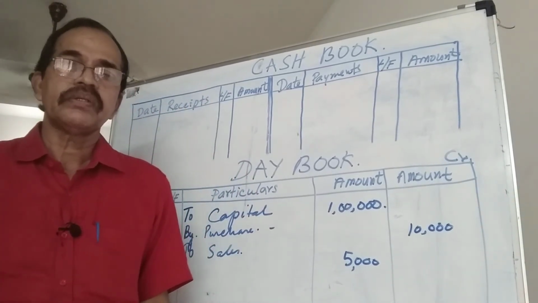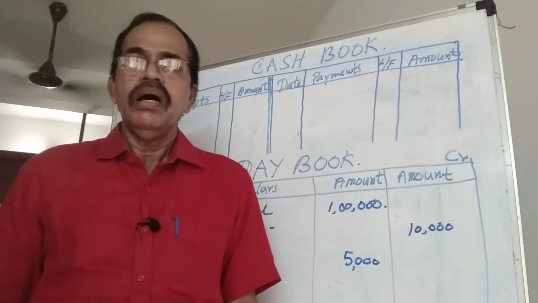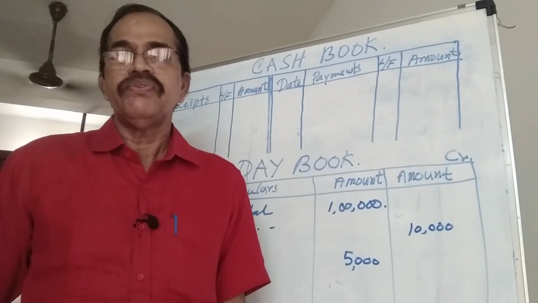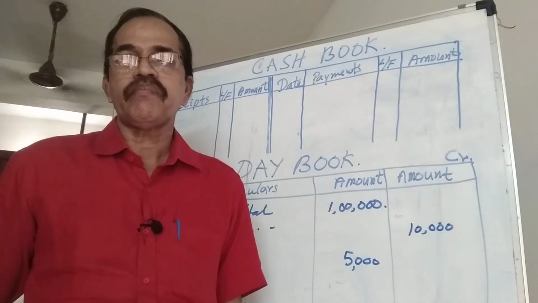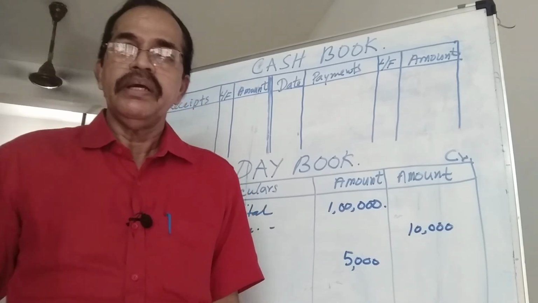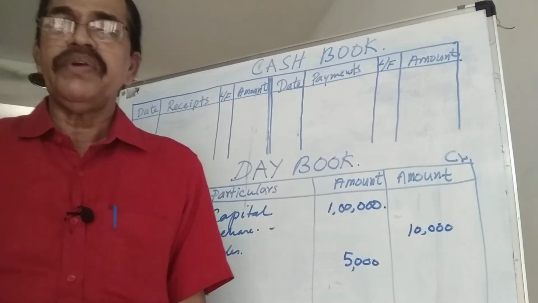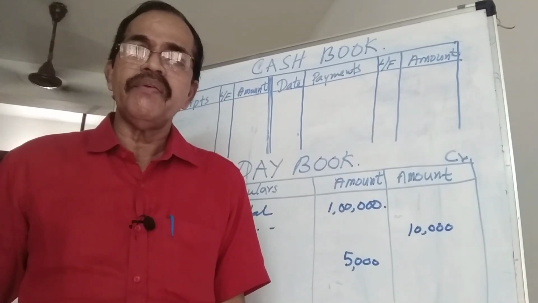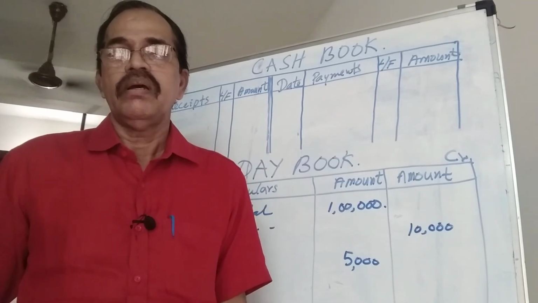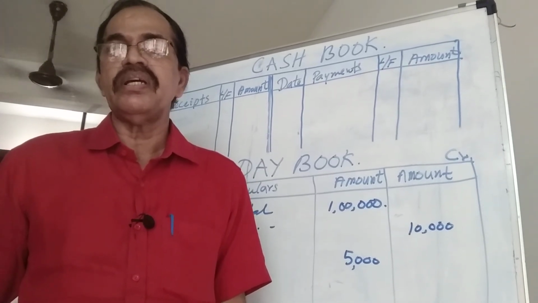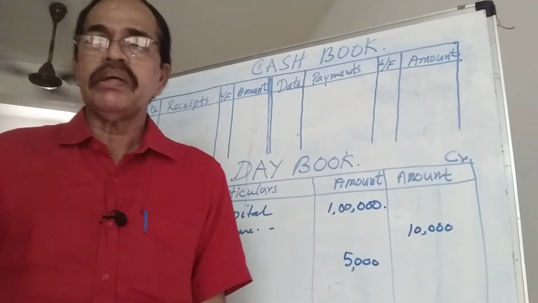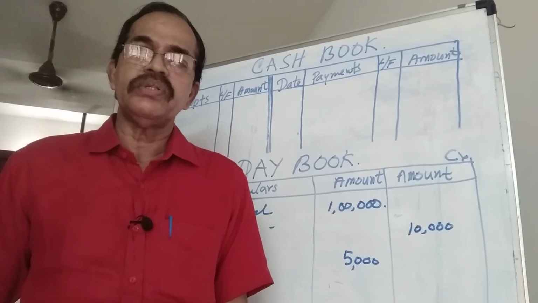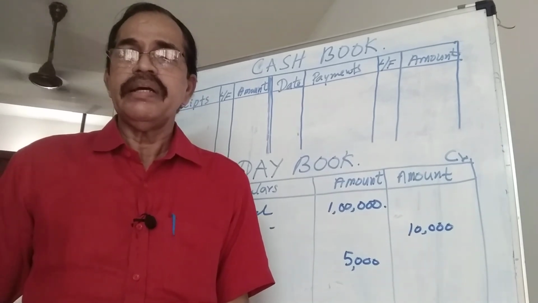For example, the businessman sold goods to Mr. David for rupees 1,000. Here, the name of the buyer, that is David, is given. It means that the goods are sold to David on credit. That means the cash is not received. Goods are sold, but the cash is not received. The payment is postponed to a future date. We say that it is a credit sale.